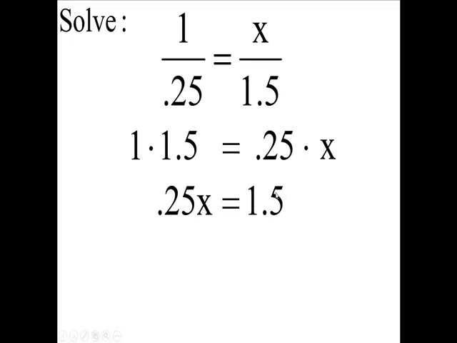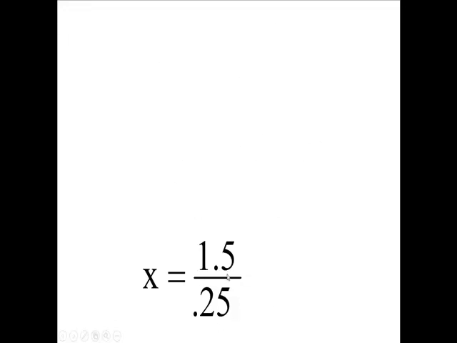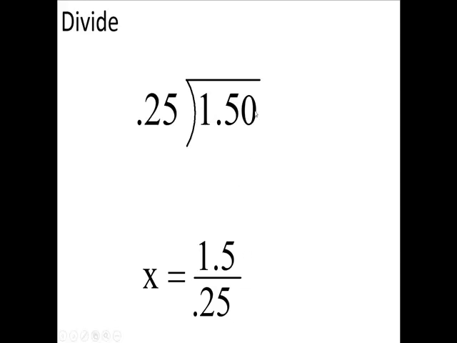Okay? So now we're going to divide by the coefficient of the variable. The variable is X. The coefficient of the variable is 0.25. Divide both of these by 0.25. That will leave you X on the left side. You'll have 1.5 for the top divided by the 0.25. So here's my new problem now. We're going to take 1.5 and give myself a placeholder here.